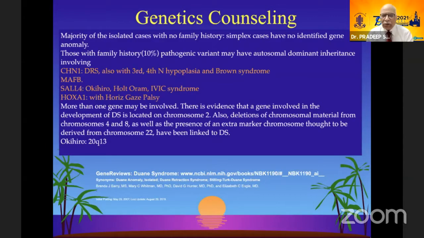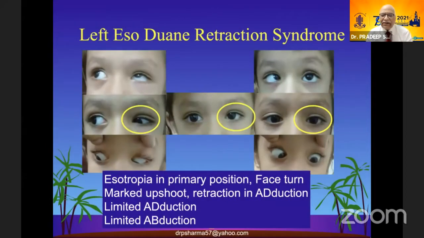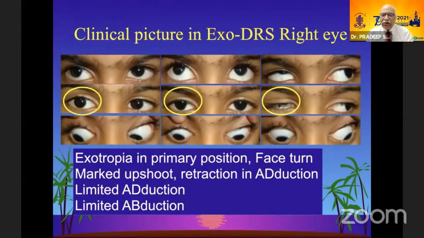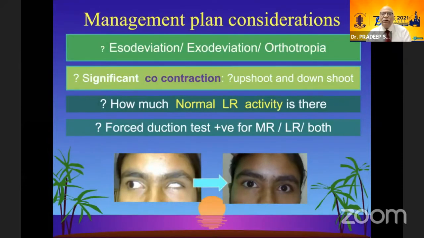The majority are sporadic. Clinically, when we see these cases, there may be esotropia in primary position with a face turn, marked upshoot, retraction in adduction, limited adduction because of co-contraction, and limited abduction. In the Exo-DRS, the co-contraction is still happening, but there is some LR activity. So there is an exo in the primary position, and there is some abduction also possible in some of the cases. So how do we plan the surgery?